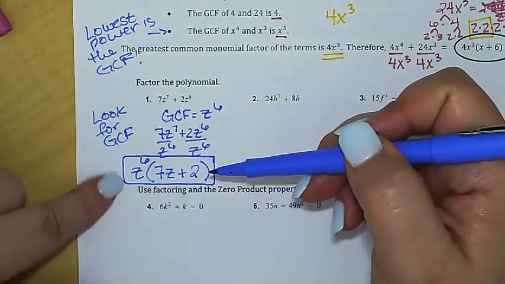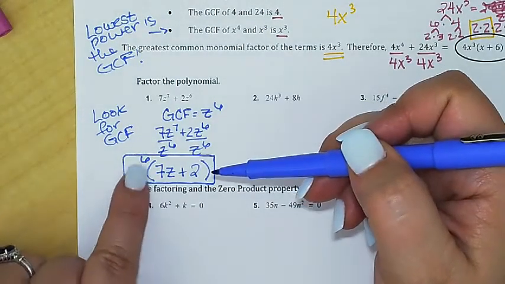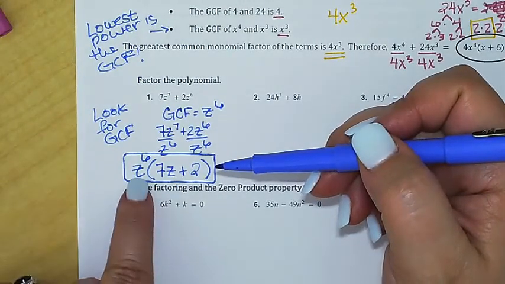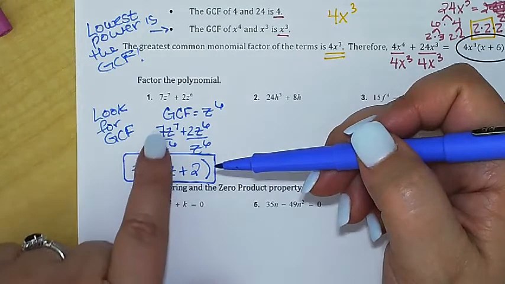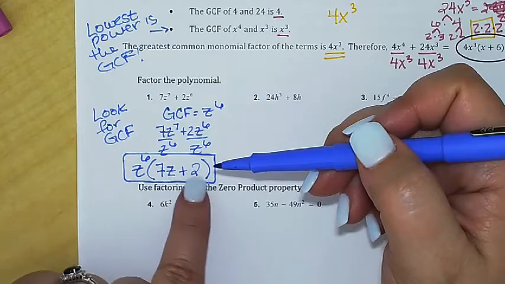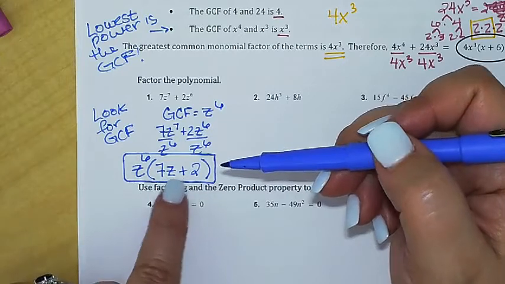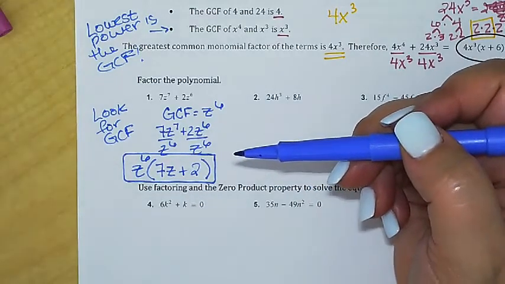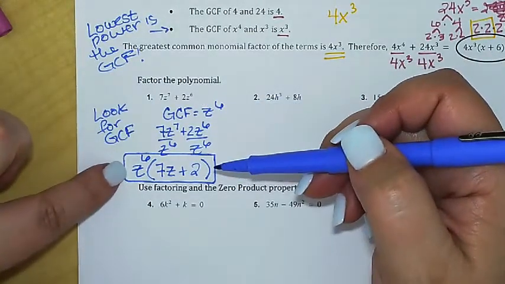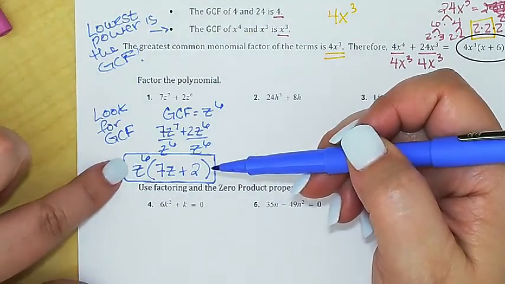Okay? And like I said, it should be equivalent, meaning that if I took this at any point and wanted to distribute it back in, I should still get this original. So z to the 6th times 7z should give me 7z to the 7th. And it does. And z to the 6th times 2 should give me 2z to the 6th. And it does. And these guys right in here shouldn't have any factors in common, and they don't. So they're equivalent. This is standard or simplified, and this is in factored form. And because of the zero product property, we're going to want them this way.